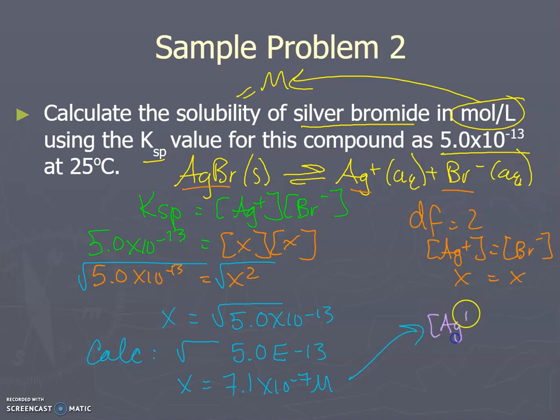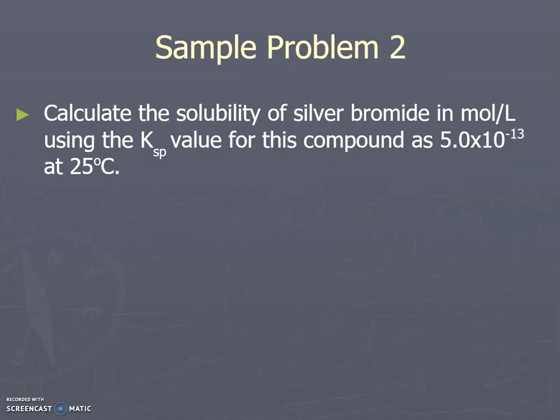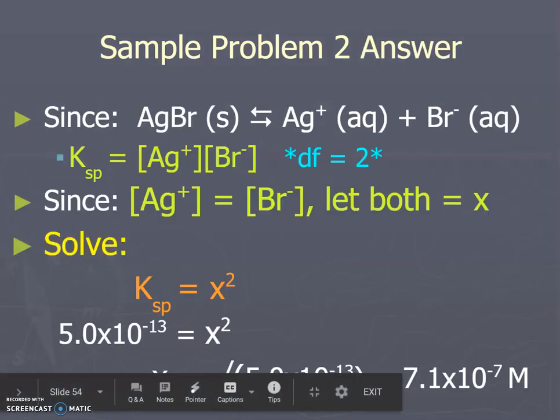The concentration of your Ag plus is 7.1 times 10 to negative 7th molar. And the concentration of your Br minus is also 7.1 times 10 to negative 7th molar. So now I think your wheels are turning. What if you don't have the same amount? This is easy. The dissociation factor is 2. So you do the square root of 2.